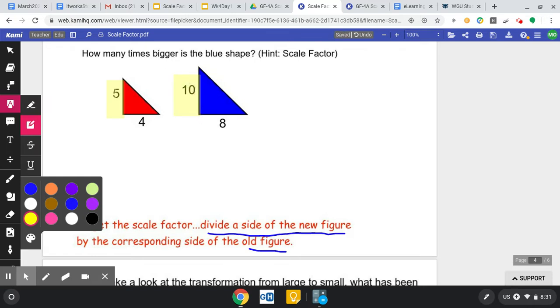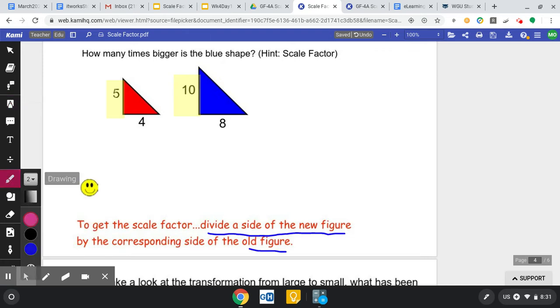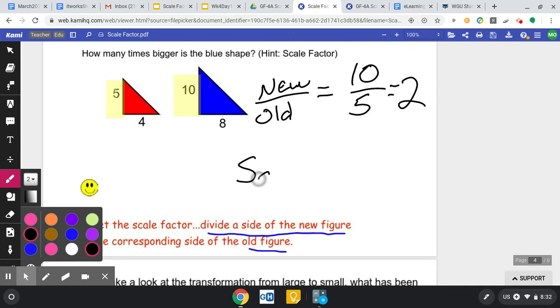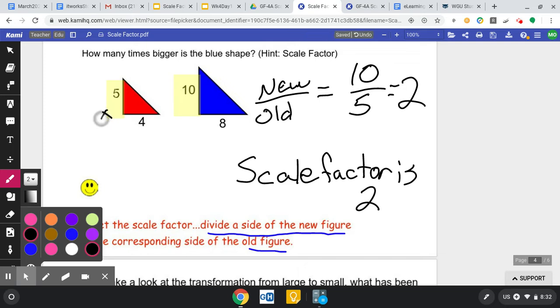Okay, taking our height, when we want to go and do it, we take our new and divide it by our old. So I take my 10 and divide it by 5, which is 2. So our scale factor is 2. They multiplied 5 by 2, and they took 4 times 2, and that got your answer.